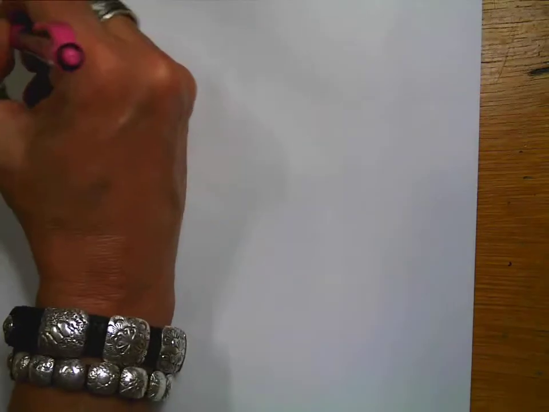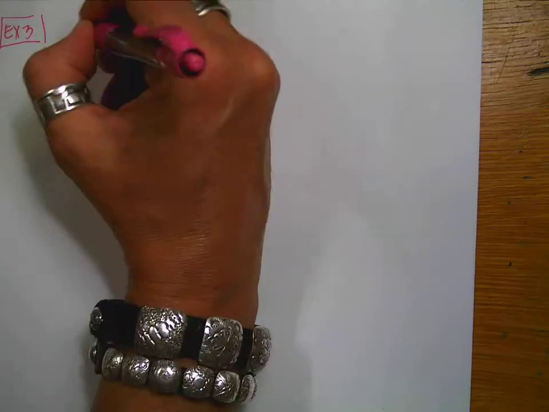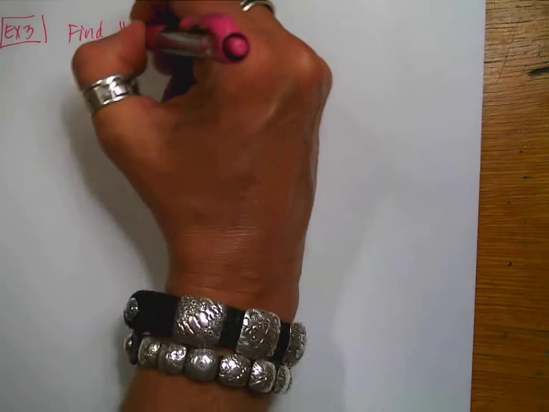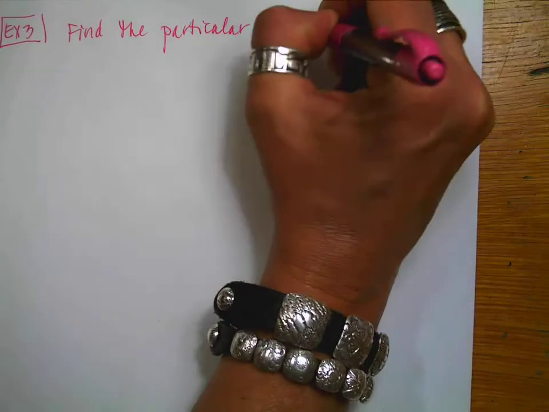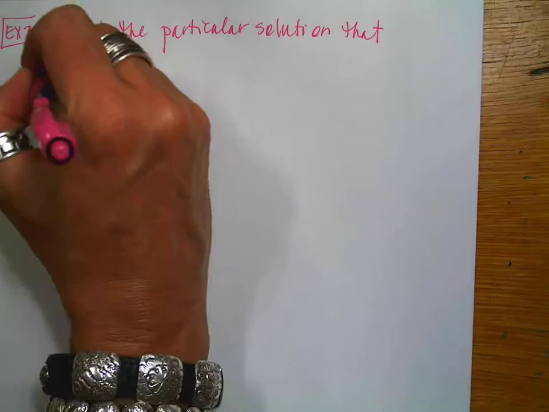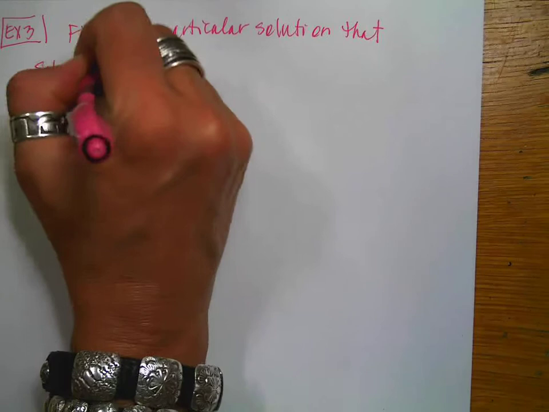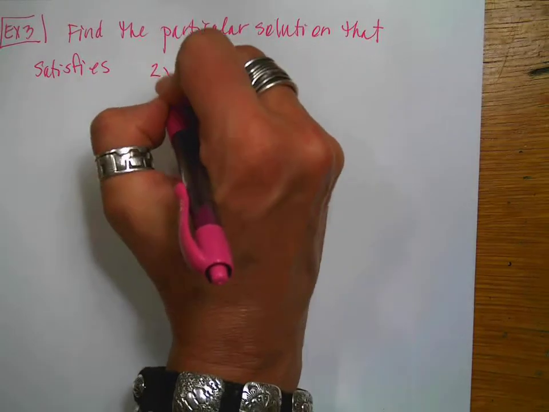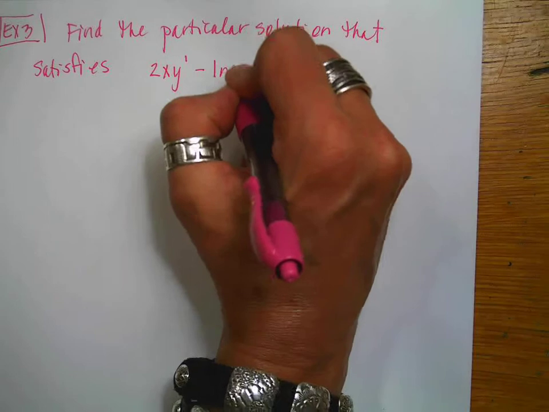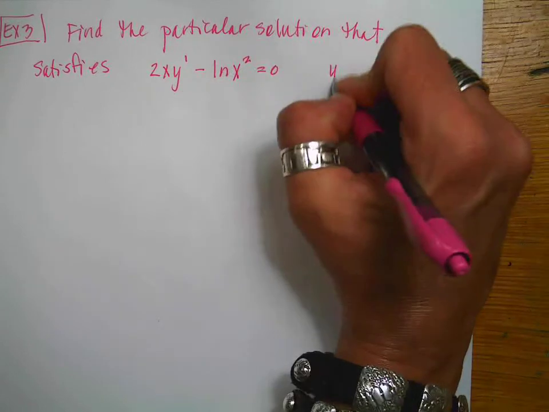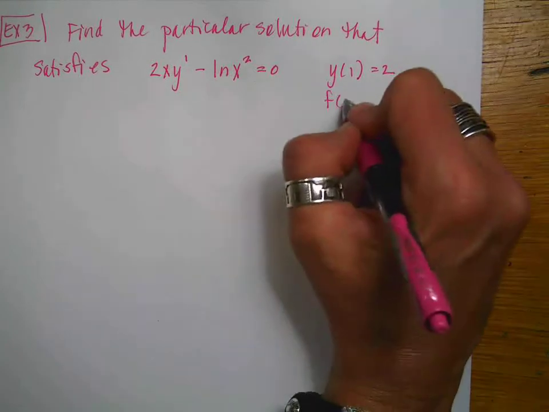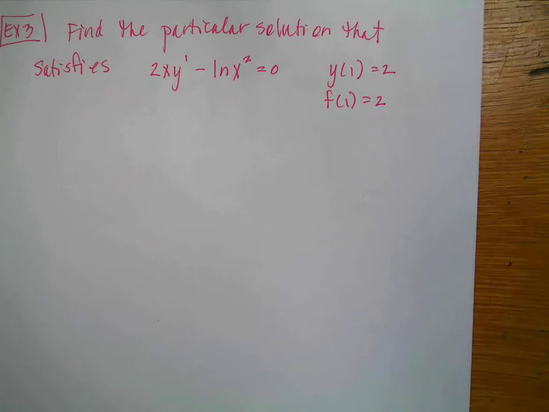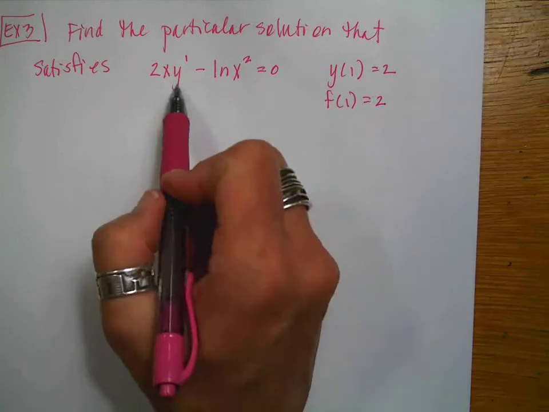Alrighty, I have one more example for us for today. So example number 3, helps if you turn your pen the right way, says find the particular solution that satisfies our differential equation of 2xy prime minus the natural log of x squared equals 0, and my initial condition is this. And this is the same thing as saying f of 1 is equal to 2. It's just another way of writing that information.